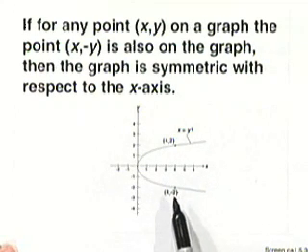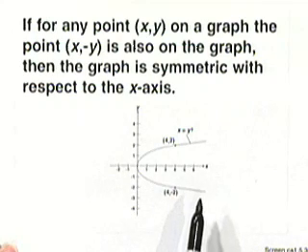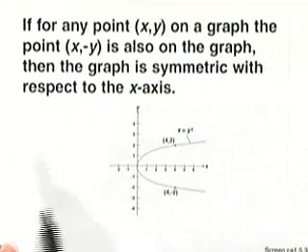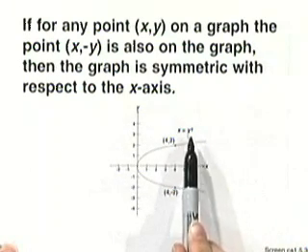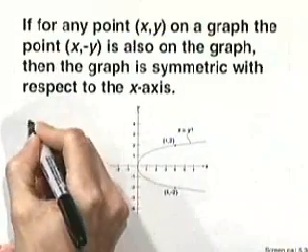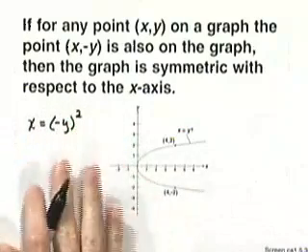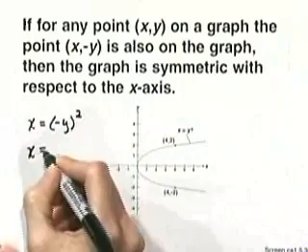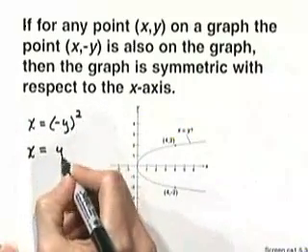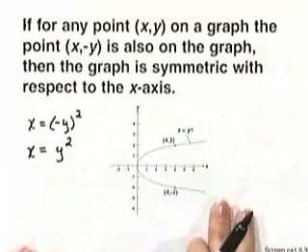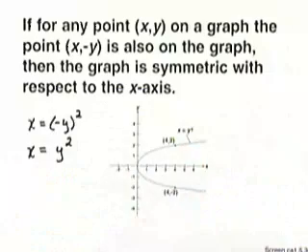Now, algebraically, we can determine whether this graph is symmetric with respect to the x-axis by replacing y with the opposite of y in the equation. If I simplify and get an equivalent equation, then I know it's symmetric with respect to the x-axis. So if we replace y with the opposite of y, in other words, look at x = (-y)², and simplify, I have x = y². I have an equivalent equation. Since that happened, we can verify that this is symmetric with respect to the x-axis.